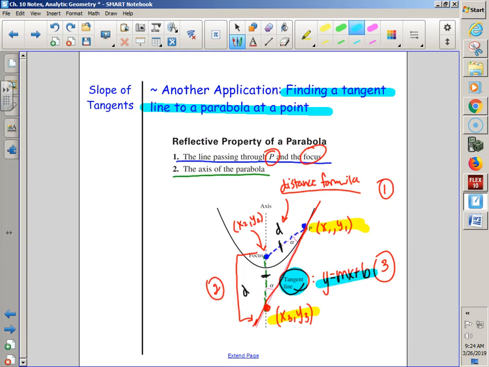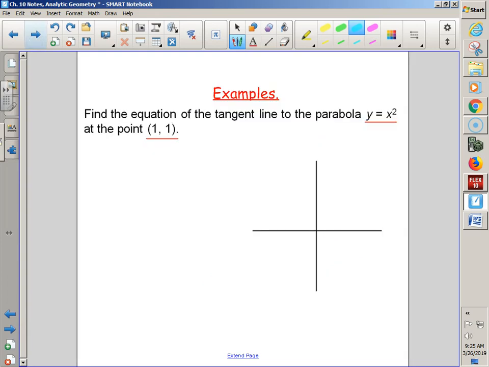So let's go ahead and do an example. Step number 1, distance between P and focus. Step number 2, measure the distance away from the focus to get your second point for your tangent line. Step number 3, make the line. So here we go. Step number 1, distance between the point P and the focus.